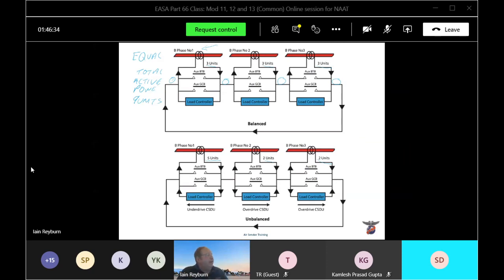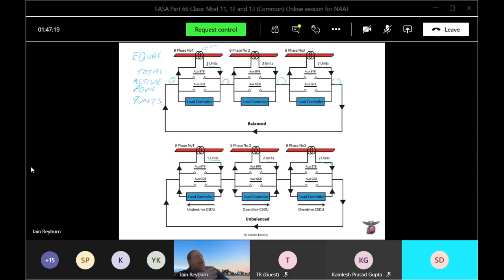So now let's have a look at it. If this number 1 is producing too much power, I need to reduce the power. So therefore I'm going to slow down or underdrive the constant speed drive unit. So too much power, I'm going to use the magnetic trim to underdrive the constant speed drive unit. In the 2 generators where the active power was low, I'm going to speed up or overdrive the constant speed drive unit.